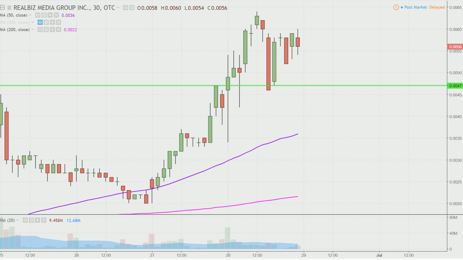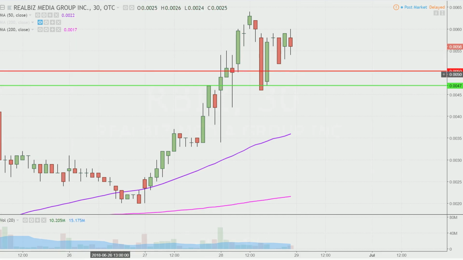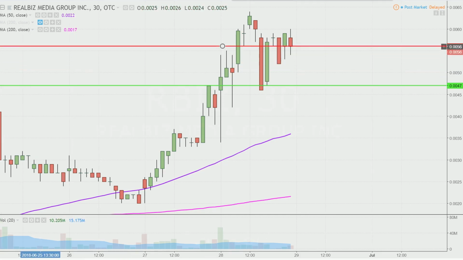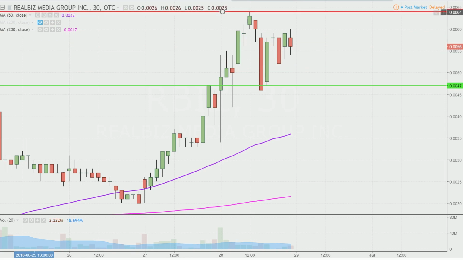What about levels of resistance? As things stand right now, the price stopped today up there at 0064. So 0064, simple as that, is going to be public enemy number one going into tomorrow.